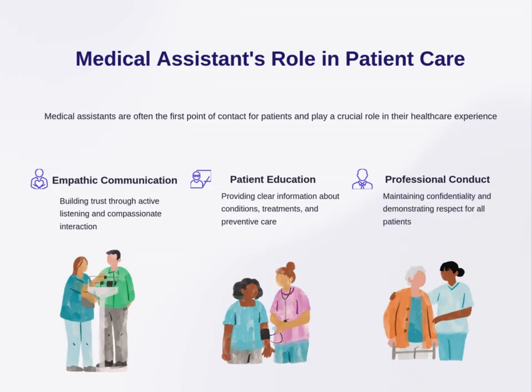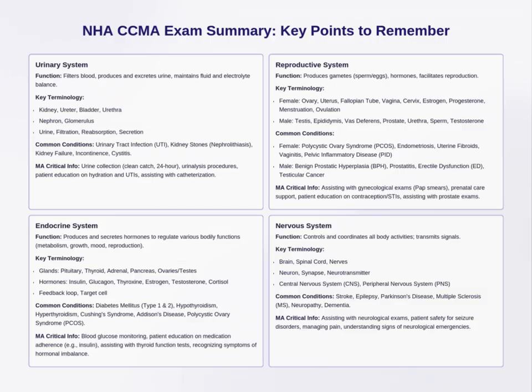The medical assistant's role in patient care in these body systems: empathetic communication. Patient education is really important for these body systems, for all of these. And then professional conduct, as always. So for the urinary system, we've talked about how it filters blood, produces urine, maintains fluid balance. Key terms you need to know: the kidney, the ureter, the bladder, the nephron, which is the functional unit of the kidney. Common conditions: UTIs and kidney stones. As a medical assistant, you're likely to handle urine collection and patient education on hydration and prevention of UTIs.